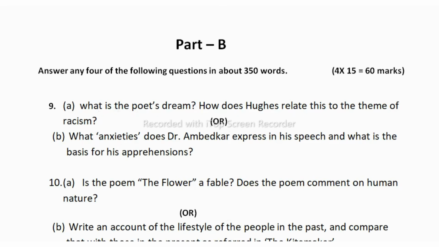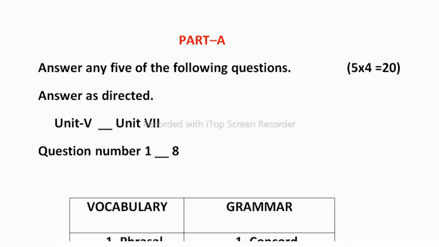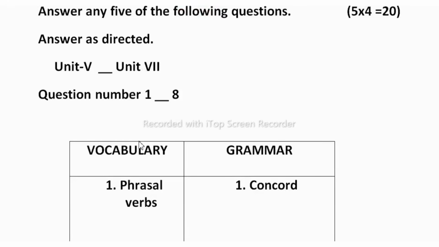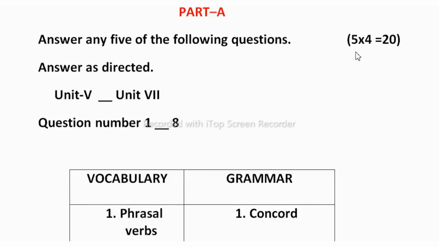So to attempt that question paper, you have 3 units in this 4th semester as well. So part A will be only from these 3 units, that are objective type questions, that are vocabulary and grammar, from unit 5 to unit 7, these 3 units. So there will be 8 questions. Out of 8, you're supposed to answer 5 questions. Each question carries 4 marks.